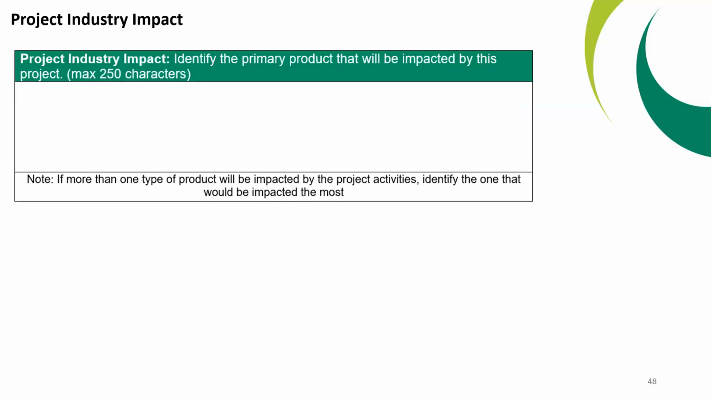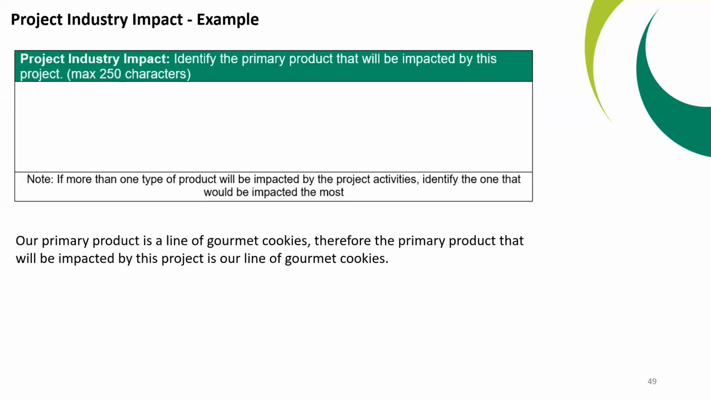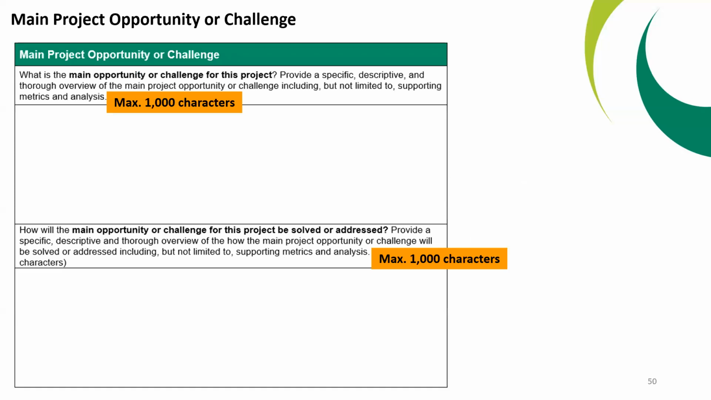Project industry impact. So what's the primary product that will be impacted by this project? So as an example, if we have a cookie company, well, our main product is our cookies, our line of gourmet cookies. So that's what you would put. And we would basically use that information to categorize your business. So that would probably go into food manufacturing, other, in terms of what we might do at the back end of this. What is the main project opportunity or challenge?